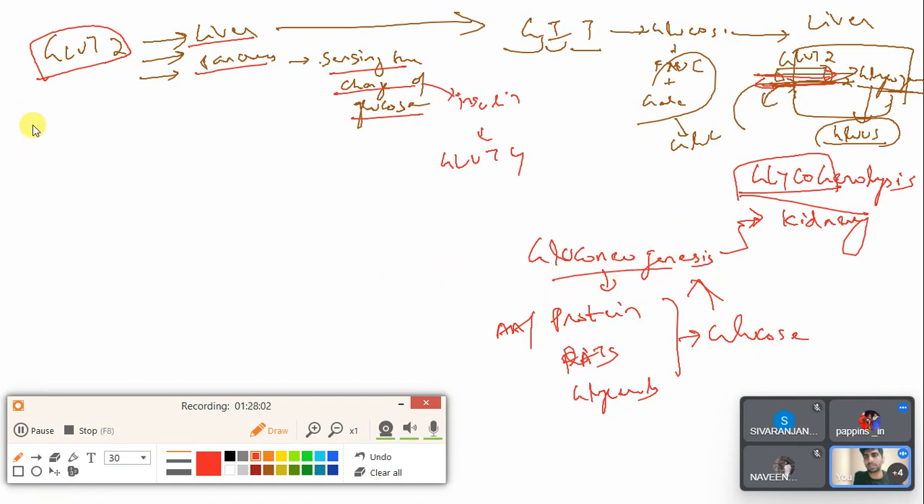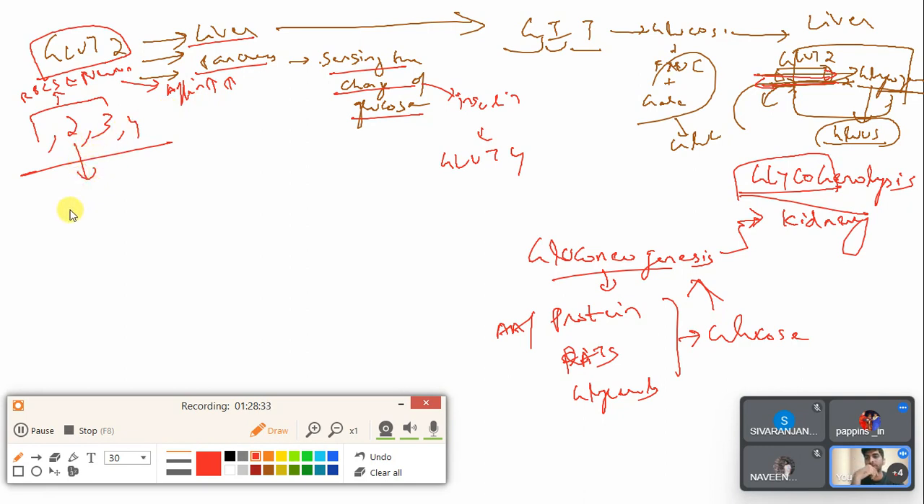Now we have discussed 1, 2, 3, and 4 as well. So what was the specialty? Let's get a recap. 1 and 3 are present ubiquitously and most abundantly in RBCs and neuronal cells, and they are quite special because their affinity is very, very high. So even at the basal level, when we are in a fasting state, it will still take up glucose in order to feed the RBCs and the neurons.